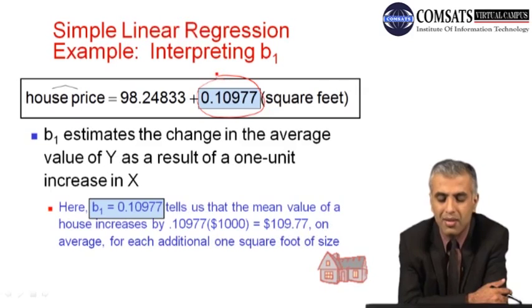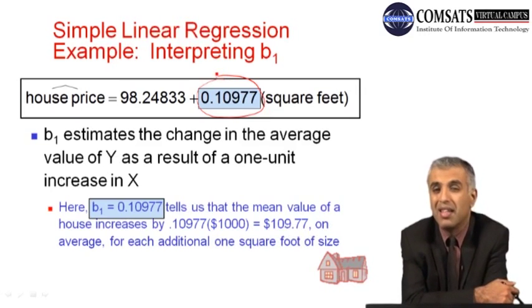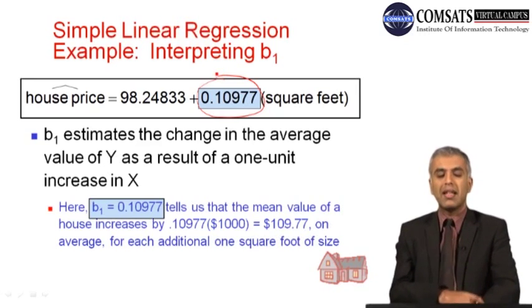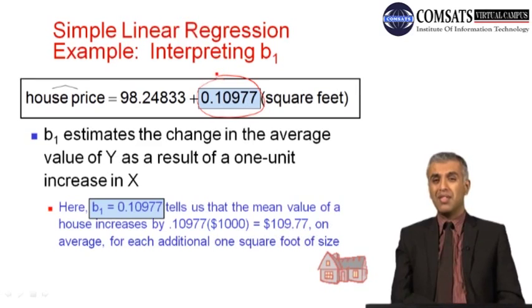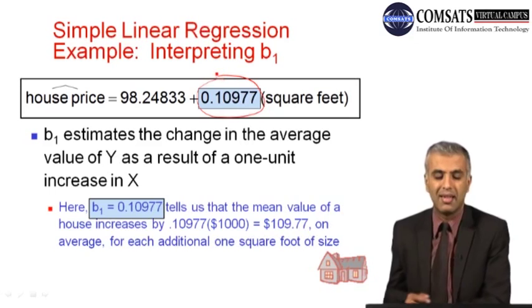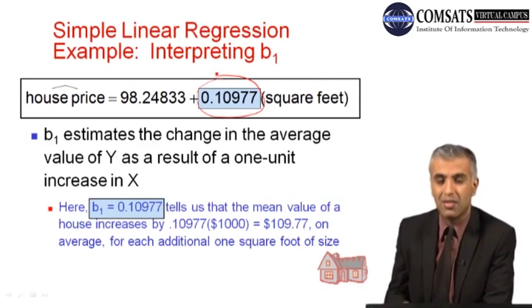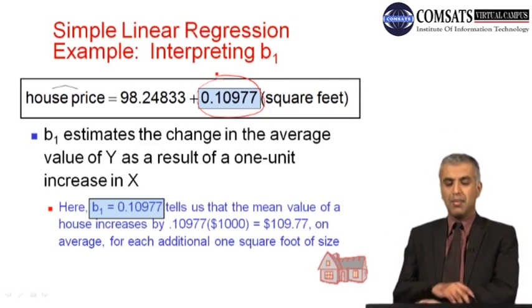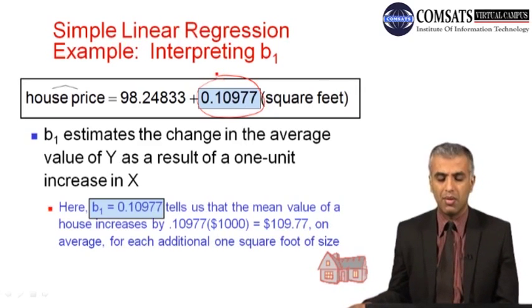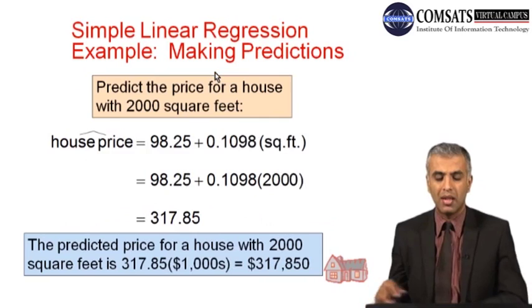value of a house increases by 0.10977 into 1000 on average for each additional 1 square foot of size. So based on that we can interpret some very meaningful data, and we can predict, or we can look for the patterns which may exist in real-time data, and how to analyze them and how to solve that problem.